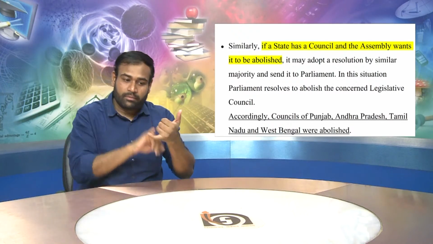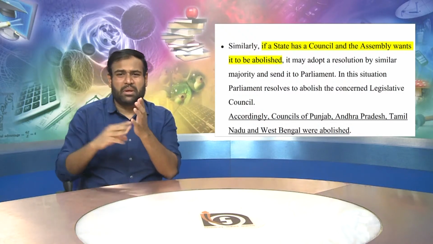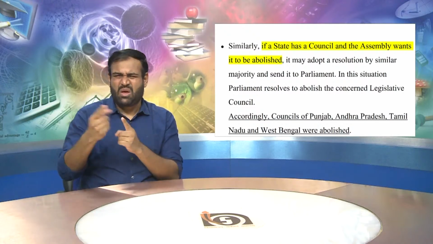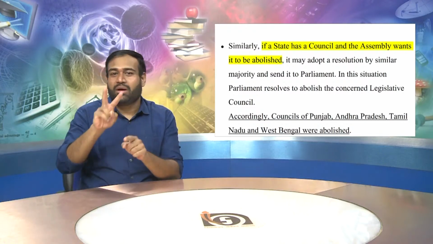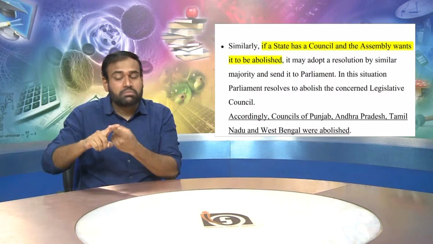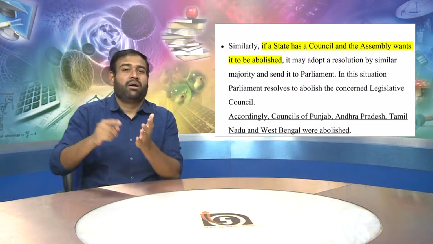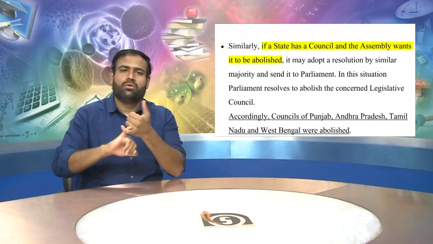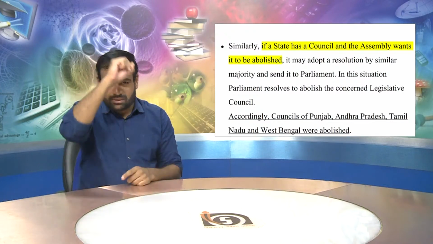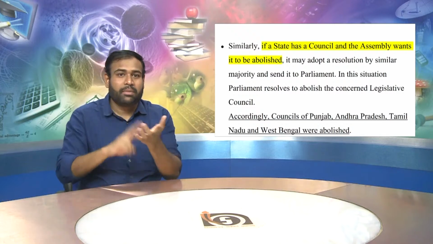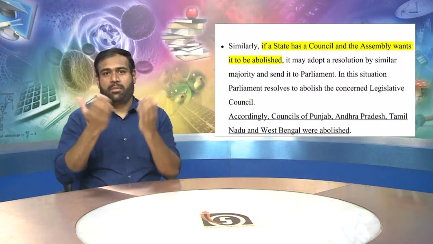Similarly, if a state has a council and the Assembly wants it to be abolished, it may adopt a resolution by similar majority and send it to Parliament. In this situation, Parliament resolves to abolish the concerned Legislative Council. Accordingly, councils of Punjab, Andhra Pradesh, Tamil Nadu and West Bengal were abolished.